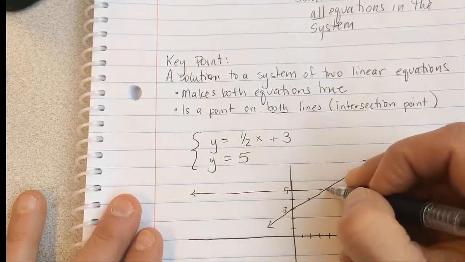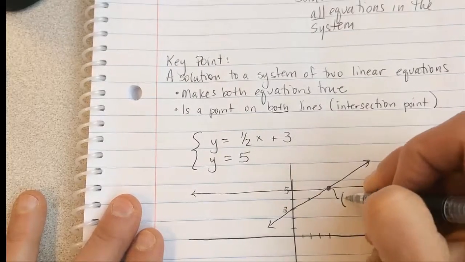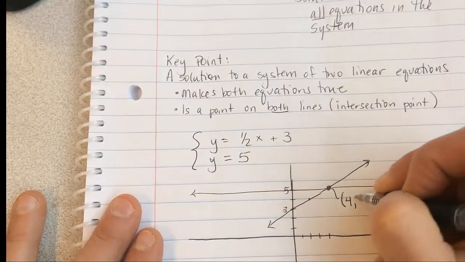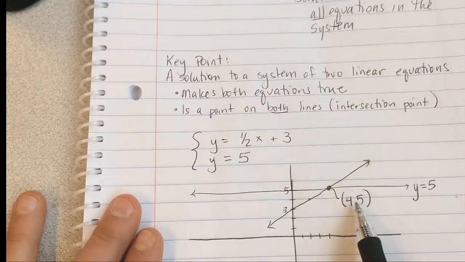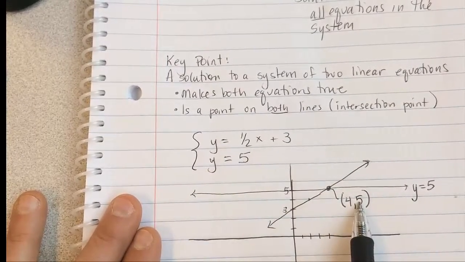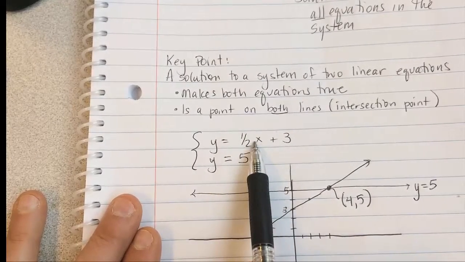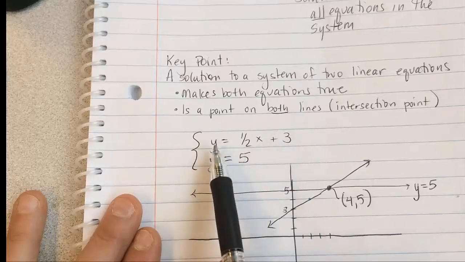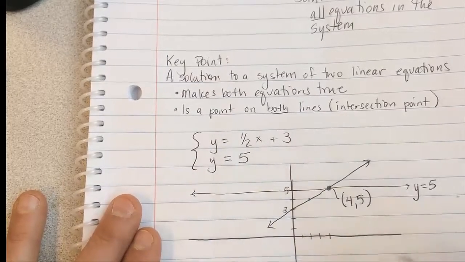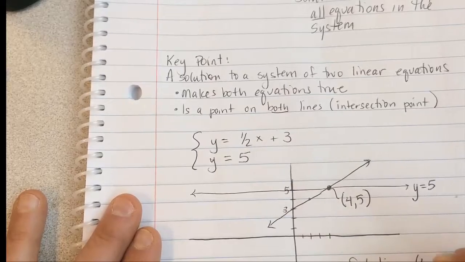So I can see here this point represents my solution, and that is the point (4, 5). It makes both equations true. Obviously it makes this one true because the y is 5. If I plug in 4 for the x, 1/2 of 4 is 2, plus 3 makes 5, so it works there. So my solution is that point (4, 5).